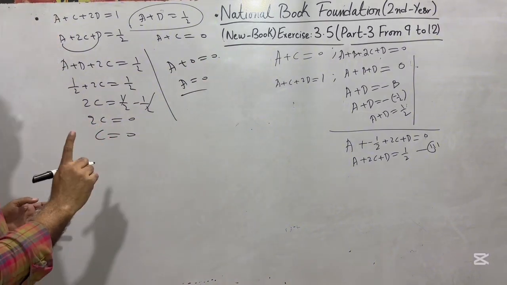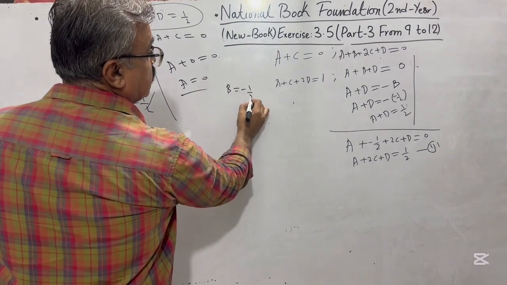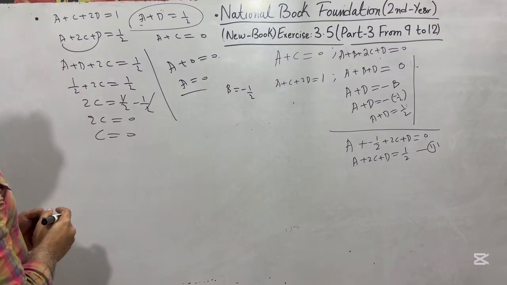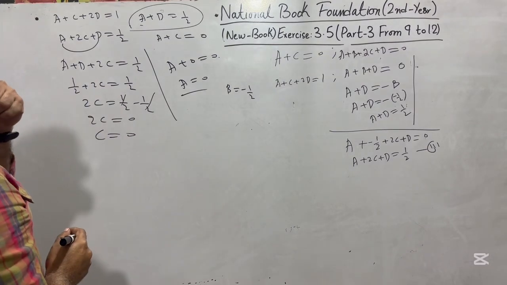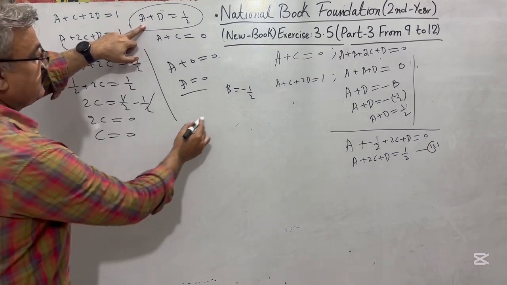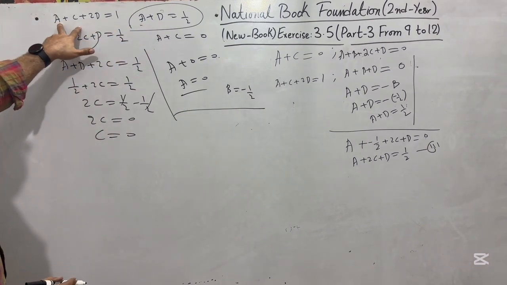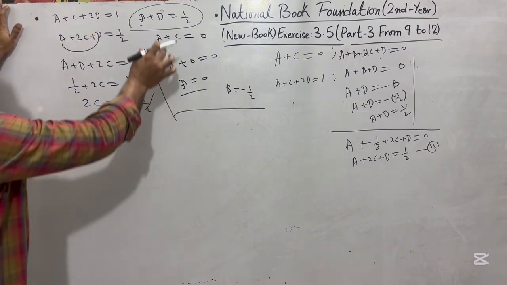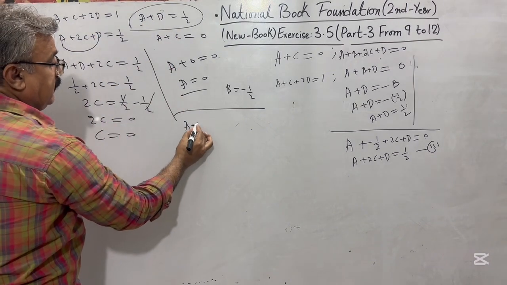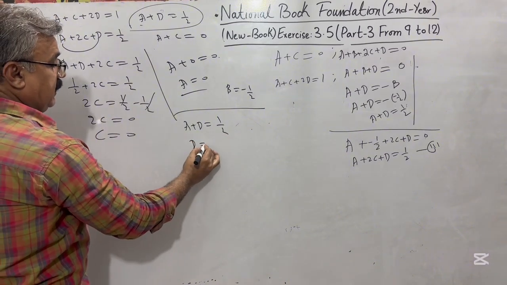I have A 0, C 0, and B is minus 1 over 2. What am I left with? D. I have to find D. From here, I can easily find the value of D. A and C are both 0. From here, A plus D is equal to 1 upon 2. The value of A is 0, so D is 1 upon 2.